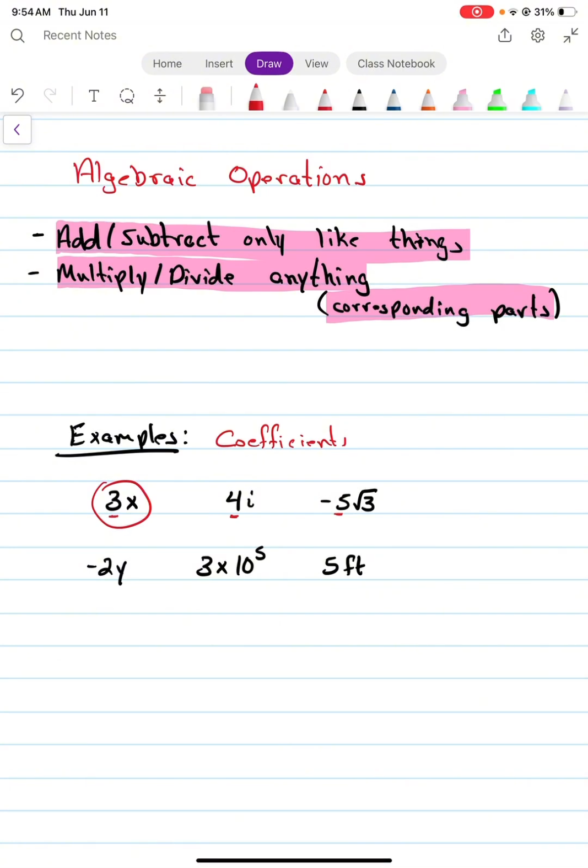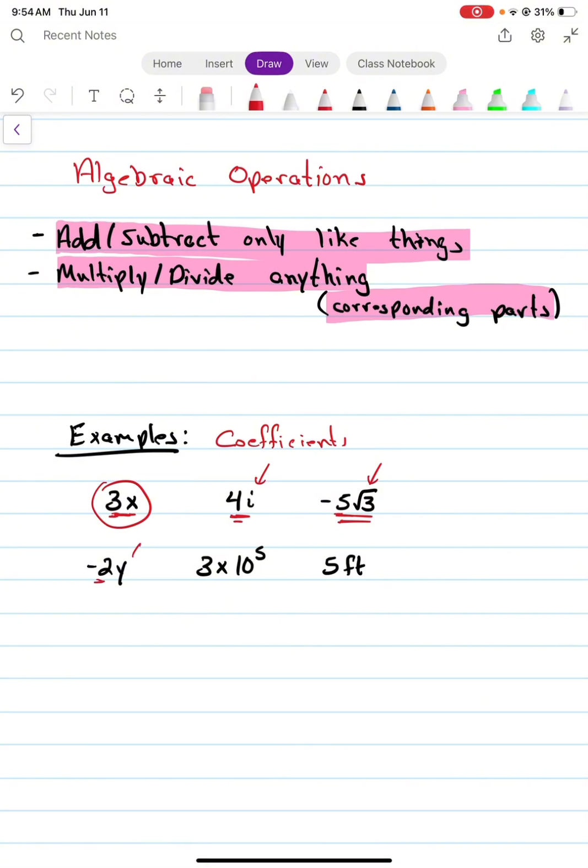And then you have the like or unlike parts. None of these things that I have listed here can be added. The reason they can't be added is they're not alike. 3x cannot be added to 4i's. They can't be subtracted. 4i's cannot be added or subtracted to -5 root 3, because this tells you the objects that you have.